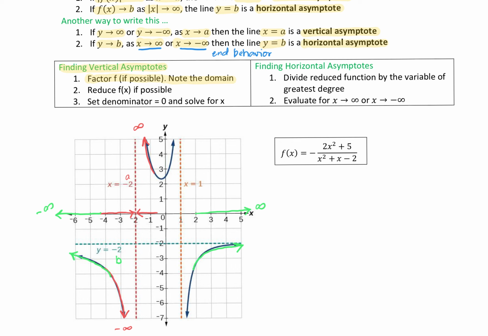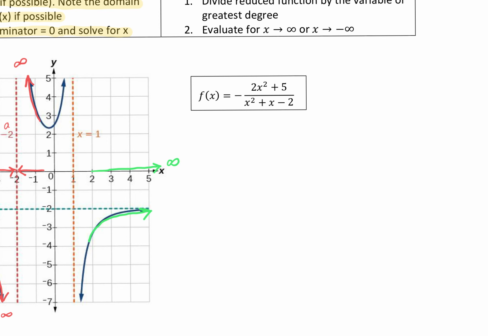It could happen, because remember, these are fractions. Once factored, maybe we can cancel some common factors on the top and the bottom and reduce. So reduce the function if possible. Once it's reduced, then we're going to find our vertical asymptotes by setting the denominator equal to 0 and solving for x. Let's pause and let's look back at this graph. The equation for it is f of x equal to -2x squared plus 5 over x squared plus x minus 2. Let's say I was going to find my vertical asymptotes.